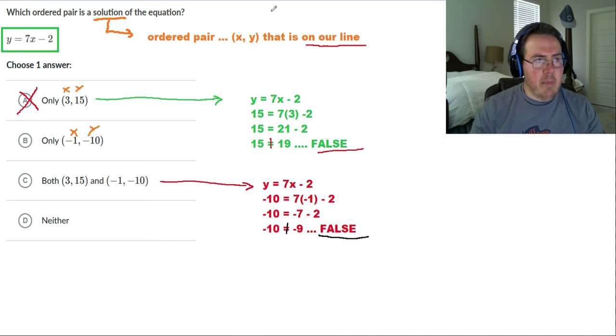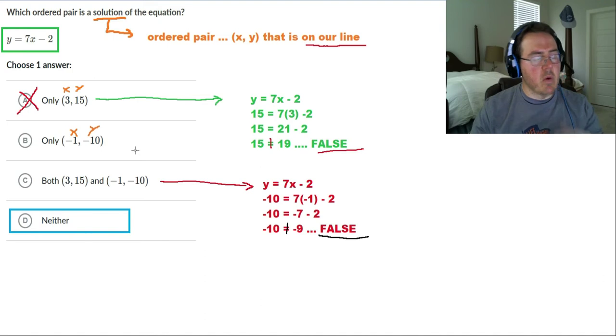So I'm going to have to go with neither on this one. Yeah, I'm going to go with neither because both solutions just did not appear to make any amount of sense.